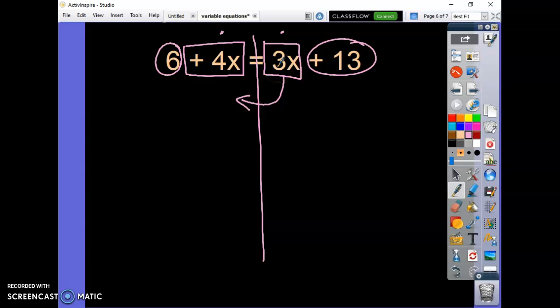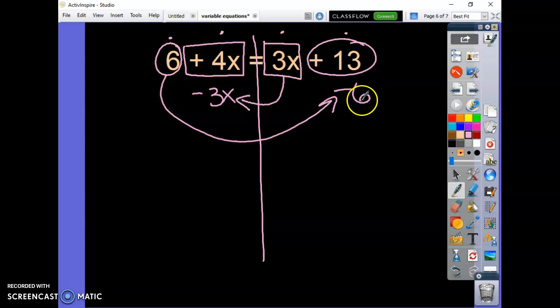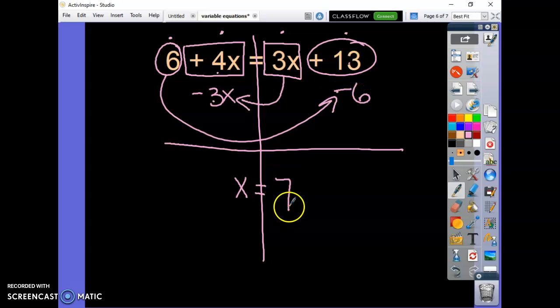Cross the line, change the sign. Positive 3 becomes negative 3. Bringing circle to circle. 6 comes over. Cross that line. Positive 6 becomes negative 6. 4 minus 3 is going to give you a 1x. 13 minus 6 will give you a 7. So x is going to equal 7.